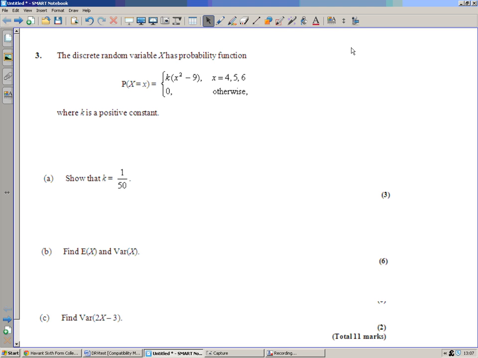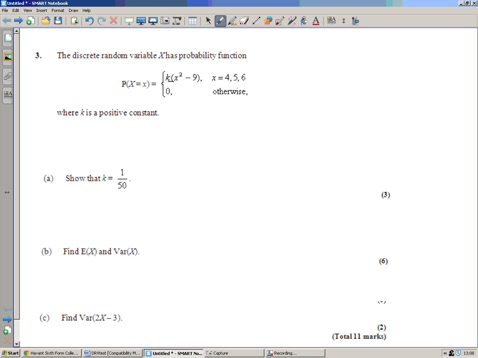Okay, so the third question on our discrete random variable exam questions from Edexcel involves a discrete random variable, but you've got no table. There is no table, and quite a common thing to have is this k being an unknown that you're asked to find or show that it's a particular value. So what key factor are we using about a discrete random variable here to try and work out what k is?